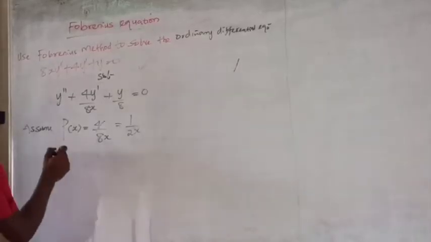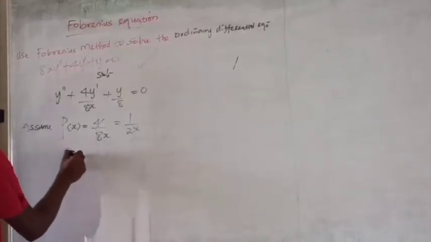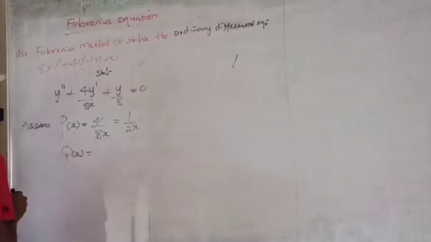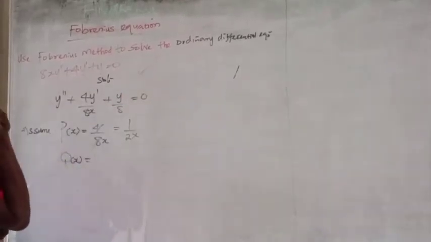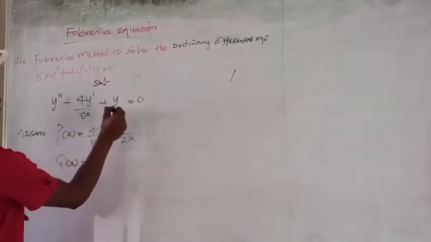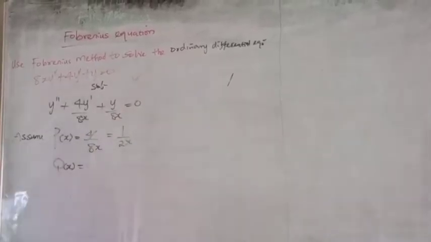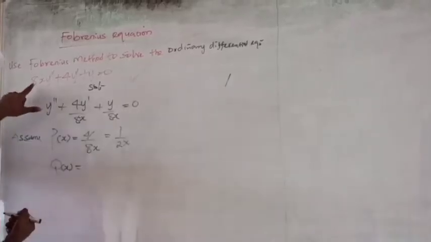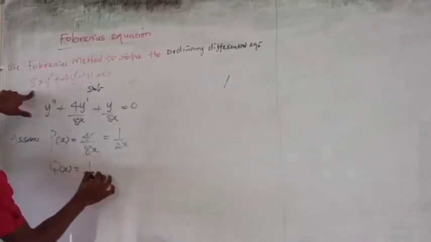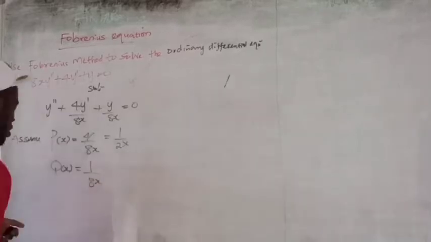Then let Q of x equal the coefficient of my y. So from here, I know that the coefficient of my y is 1 all over 8x. Okay.